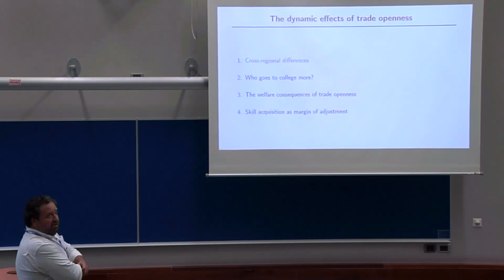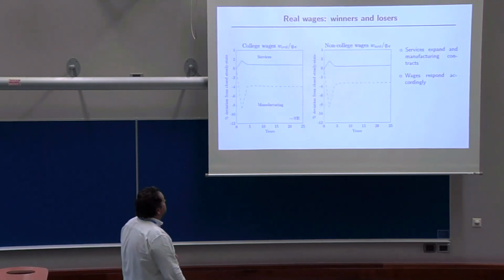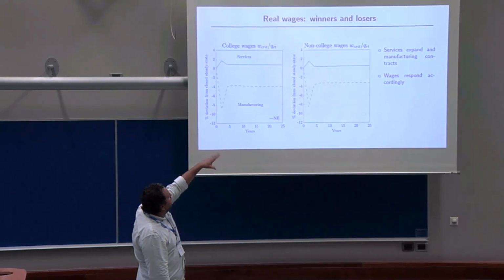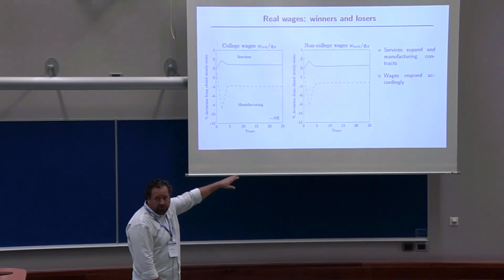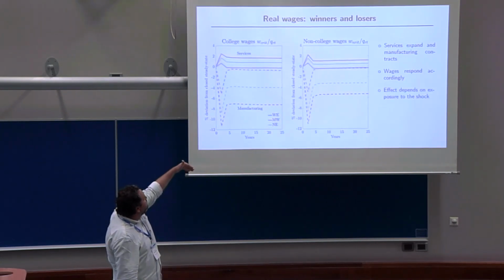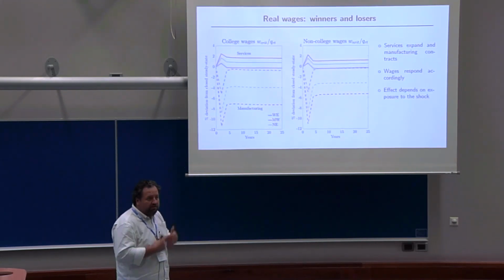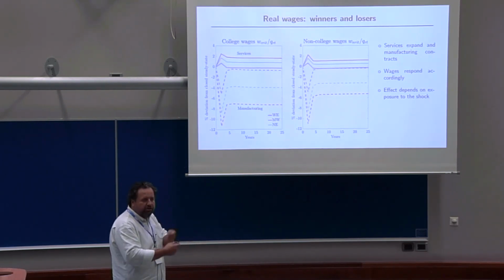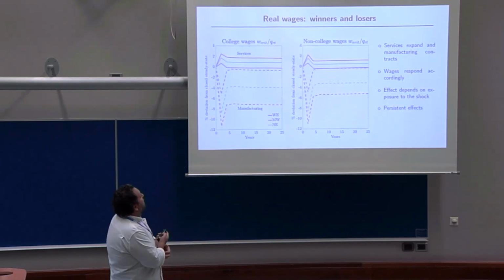Okay. I have like 3 minutes for the dynamics. So cross-regional differences, this is what you would expect. Across different sectors, the wage in services is going to go up, the wage in manufacturing is going to go down. Across different regions, you see that these effects are magnified in the more exposed region. Why? Because that's where most of the action is going on, more reallocation, and things like this. And the effects are persistent over time.